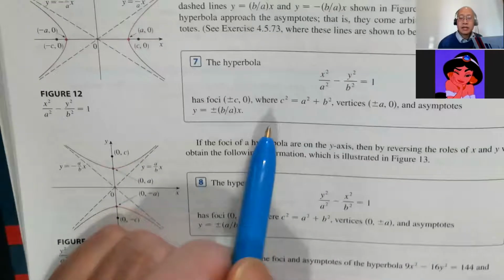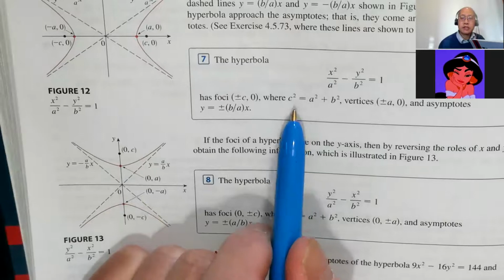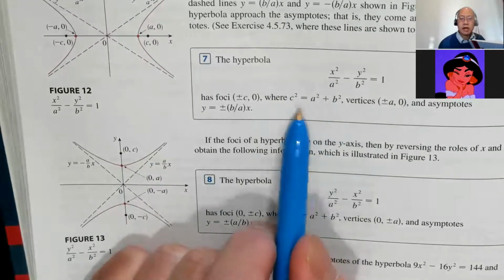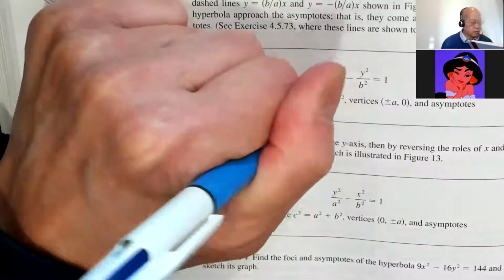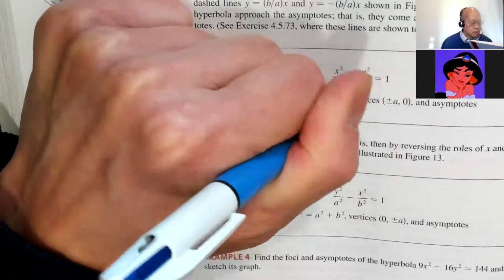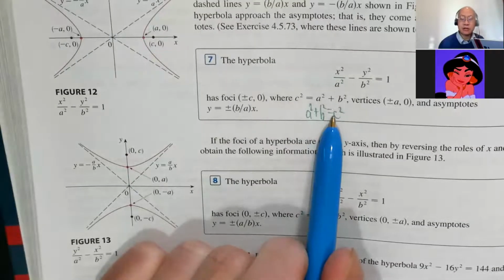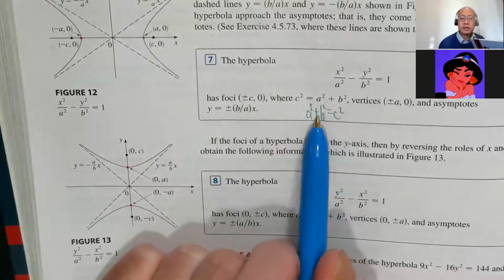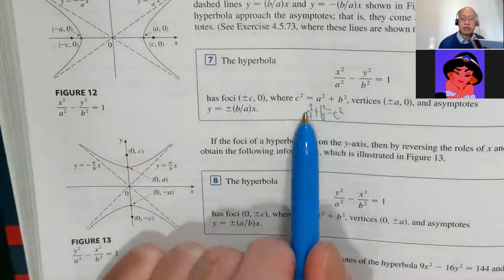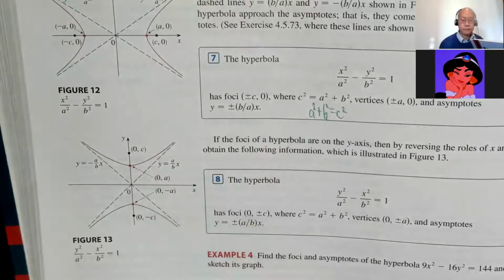And please notice, this is the Pythagorean relation that you're used to. C squared equals a squared plus b squared. I prefer to say a squared plus b squared equals c squared because that's what we're used to. Okay, so for the hyperbola, a squared plus b squared equals c squared. That kind of looks like the Pythagorean theorem. For the ellipse, a squared is the largest. A squared equals b squared plus c squared.